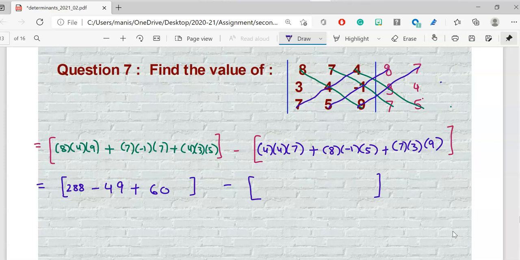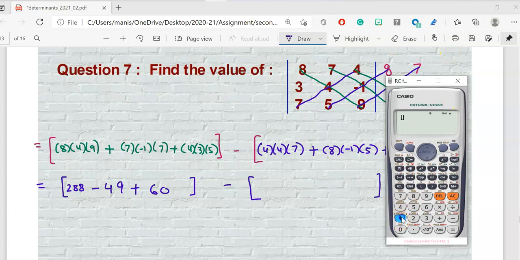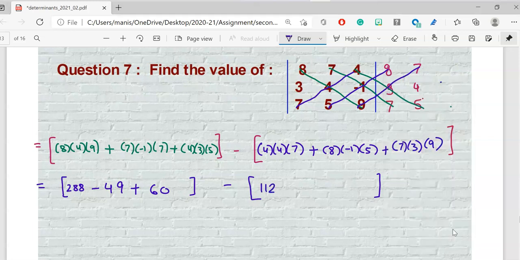4 times 4 is 16. Then 16 times 7. So let's pull up our calculator because we are not sure. 16 times 7. 112. So 112 will go away. 8 times 5 is 40. 40 times negative 1 is negative 40. So it will be yours, minus 40 over here.